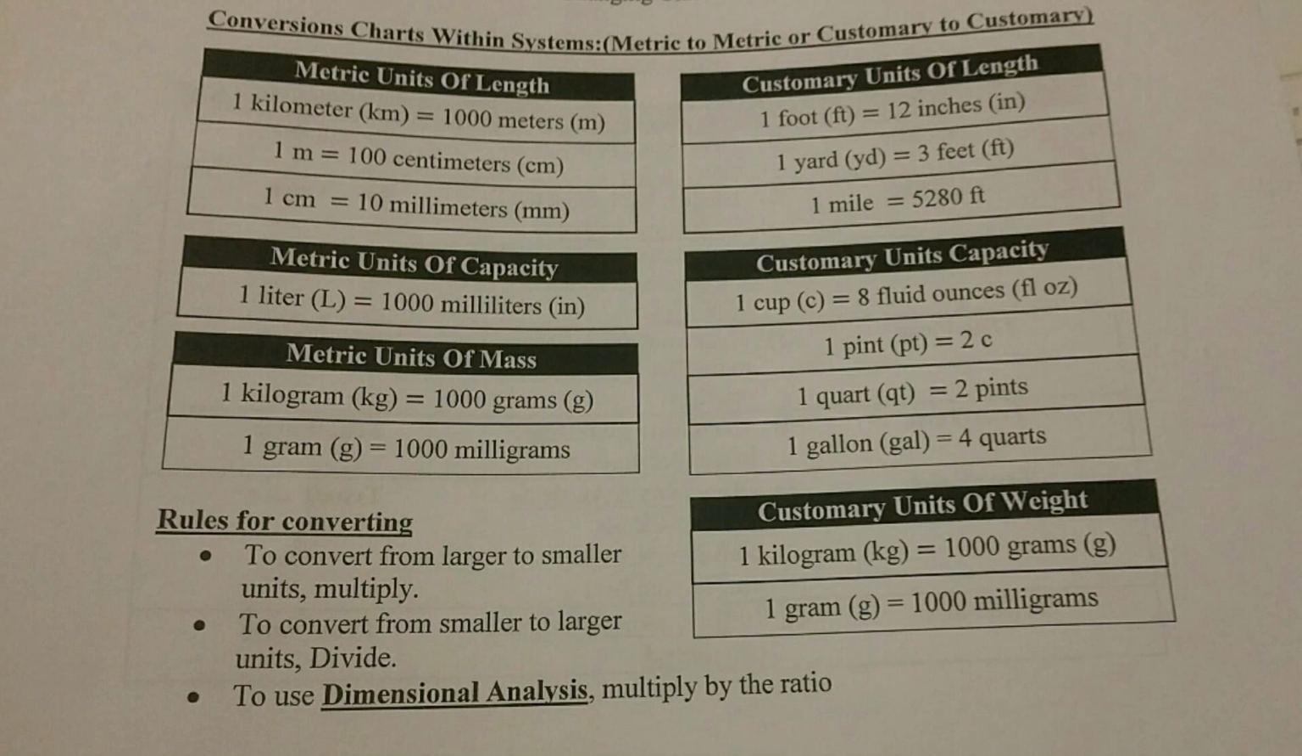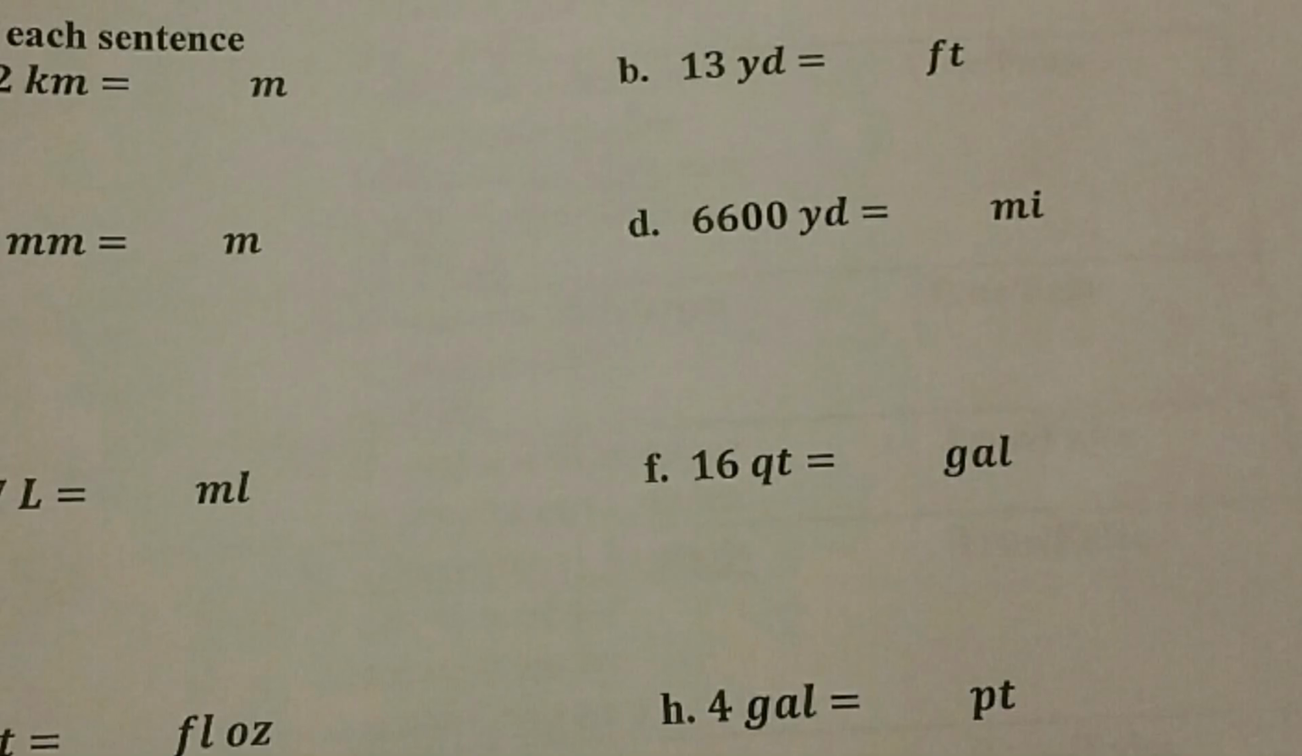And I'm looking at yards. I see yards right here, and I see miles here. See how they're not included? Alright, so what I can do is turn yards into feet and then feet into miles. So I'm actually going to multiply twice using dimensional analysis.